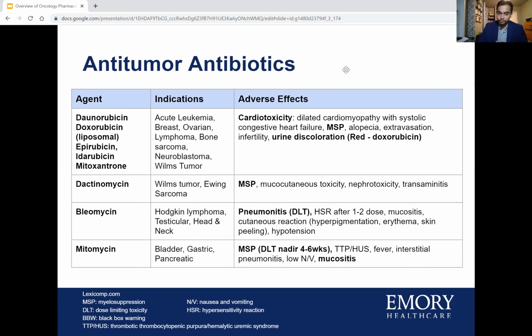And of course, myelosuppression is very big for these drugs. It can take 3 weeks, or 4 weeks, or even longer for a patient's bone marrow to recover after some of these drugs.